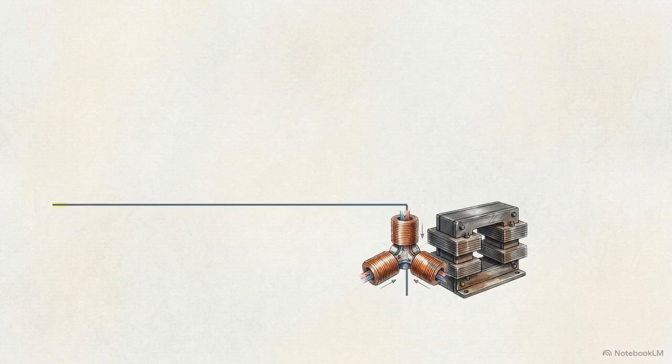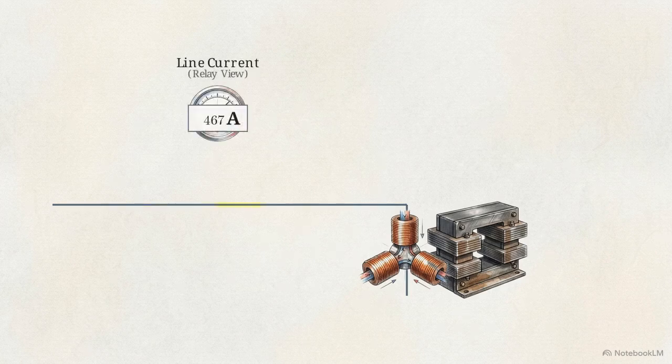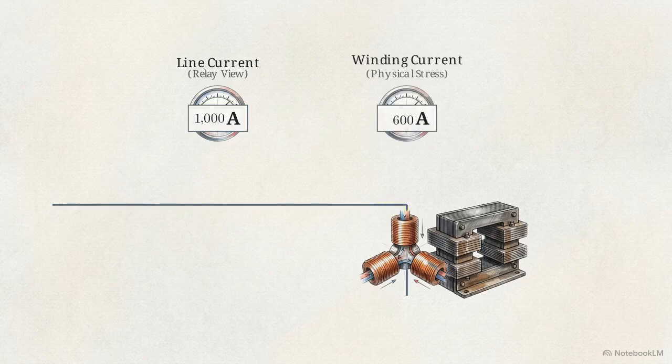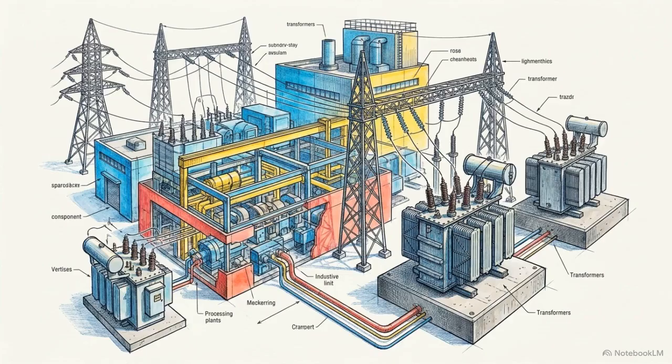In a YY transformer, the current traveling down the external power line flows directly into the internal winding. Because the line current the relay sees is identical to the winding current the damage curve protects, the coordination math is 1-to-1. But industrial networks rarely use YY configurations.